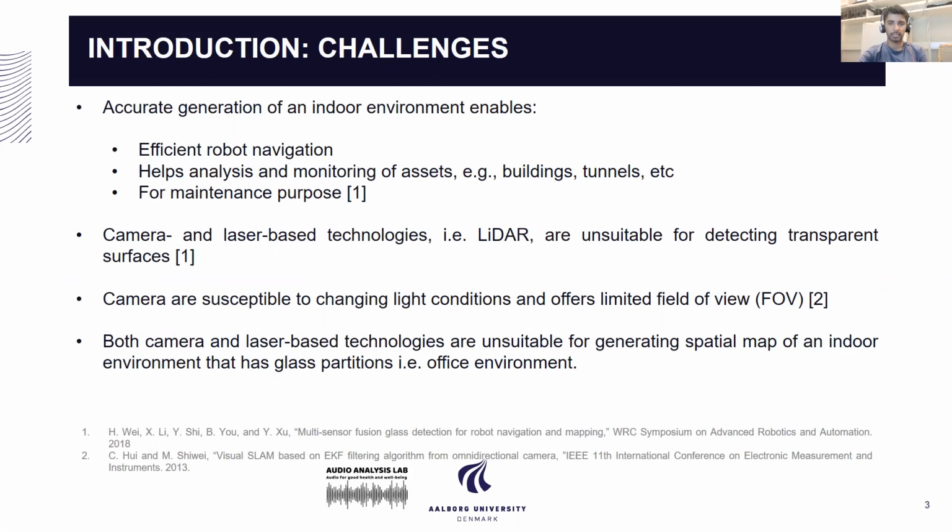Constructing a spatial map of an environment, for example, a typical office environment with glass or transparent surfaces, is a difficult and challenging task. Current state-of-the-art technologies, for example, camera and laser-based approaches, are unsuitable for detecting transparent or glass surfaces. Hence, the spatial maps generated with these traditional approaches are often inaccurate. Accurate generation of an indoor environment map enables efficient robot navigation, analysis and monitoring of environments such as buildings, tunnels, and so on, and maintenance purposes.